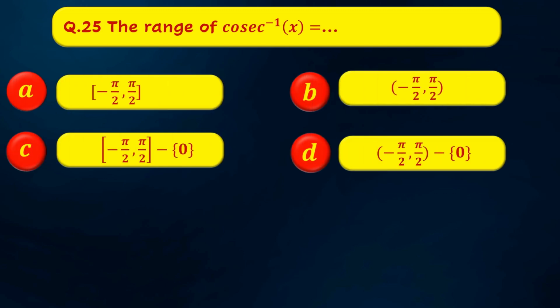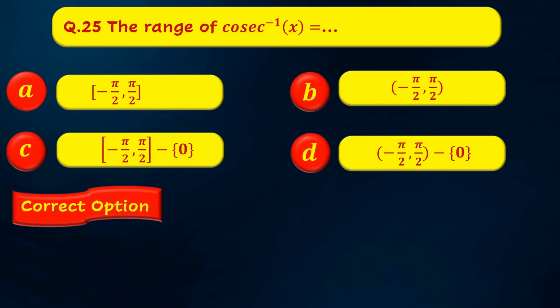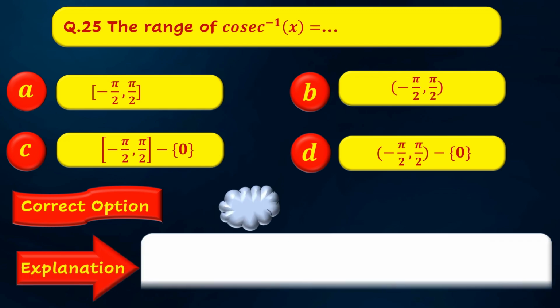Question number 25. The range of cosecant inverse x is equal to, and the options are. Let's find out which one is the correct option. But before that, let's explain it.